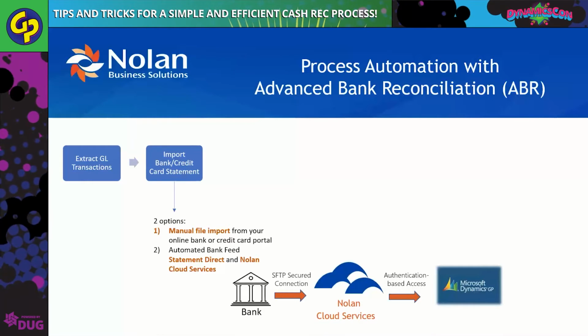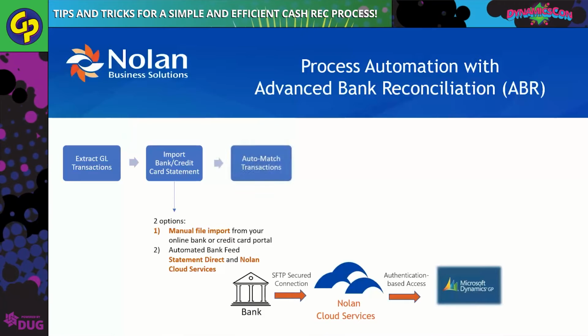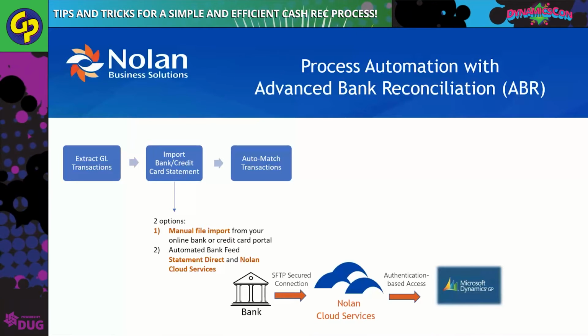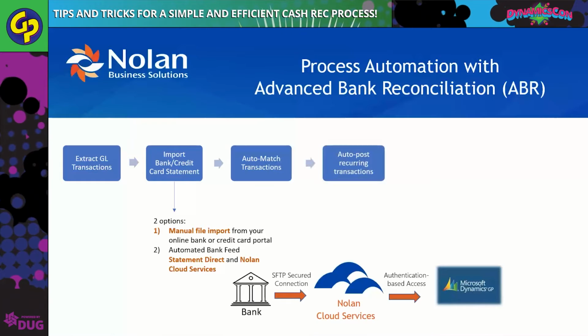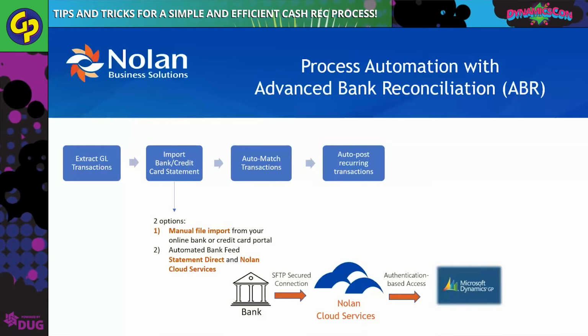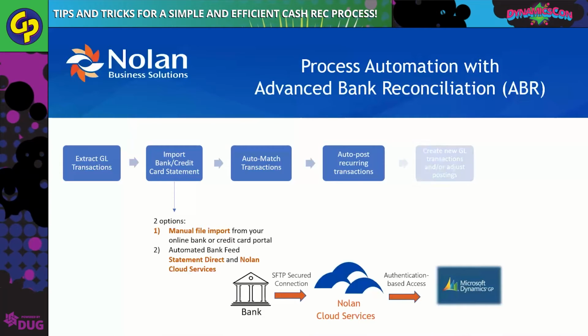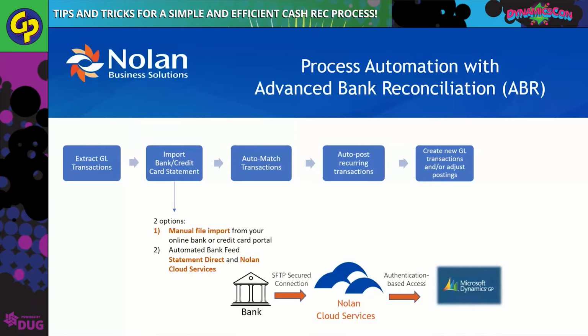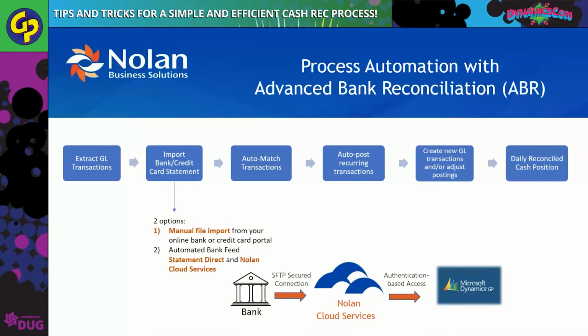And then once we have our two data sets, we use our auto matching rule engine to auto match existing transactions using a combination of multiple matching criteria that you predefined. Then our auto post function will automatically update the GL for any recurring type transactions. And then as a final step, all new GL entries or posting adjustments can be processed directly from the reconcile window and gets you to that daily reconcile position much more effectively.